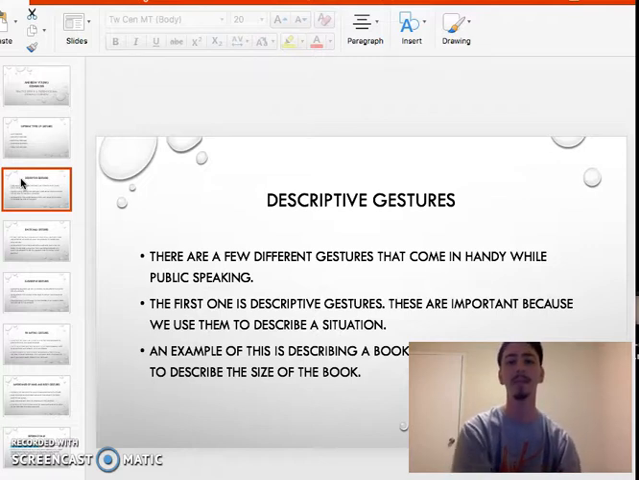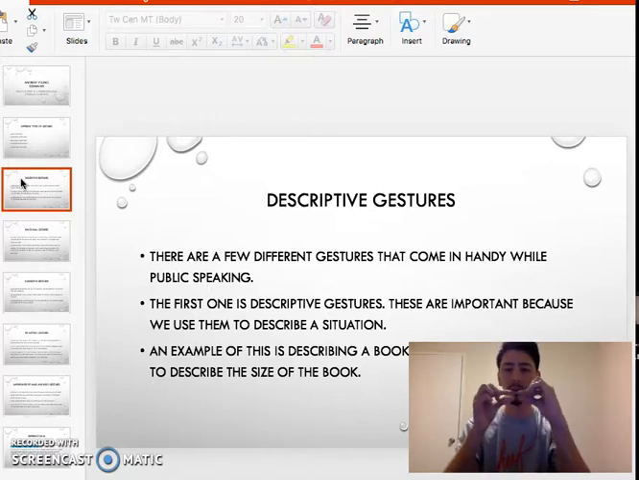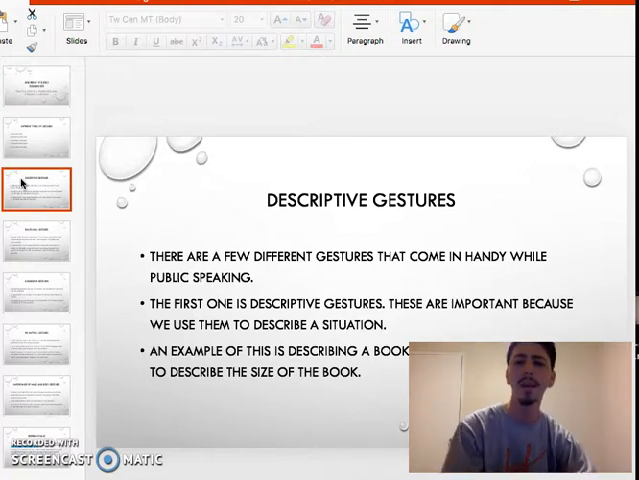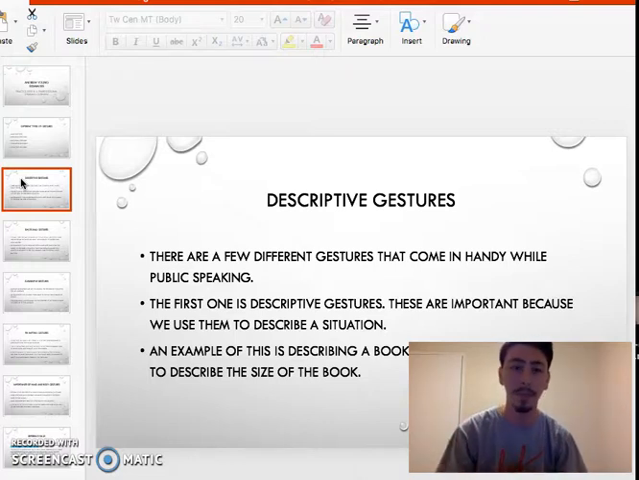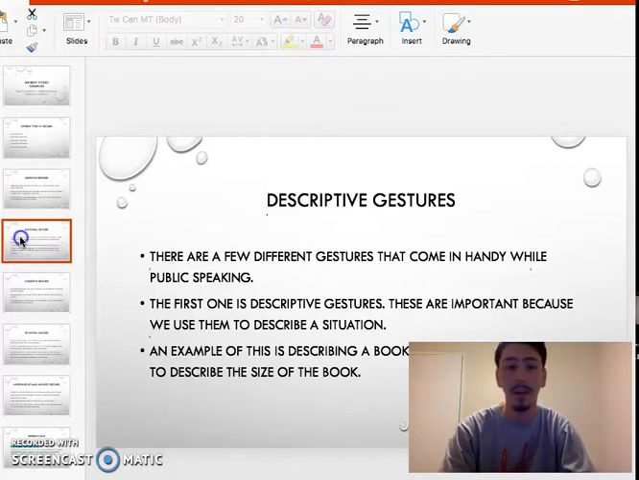Descriptive gestures are important because you can use them to describe a situation. Say you want to describe a pencil, you could say it was small, skinny, or a book, you could just say, oh yeah, it was this big, this small. I lost it. Have you seen it? Just that big. Real simple. Once again, as long as you do any type of hand gestures to keep the audience's attention, it's pretty good. And it always helped for me too, while growing up, and I like it.